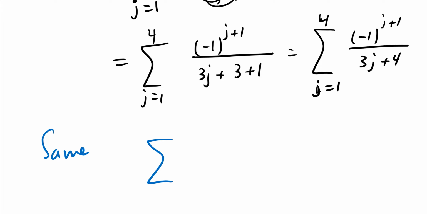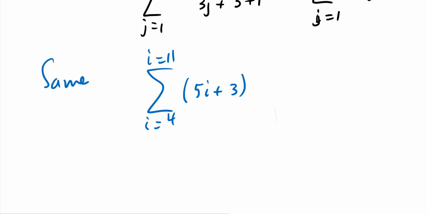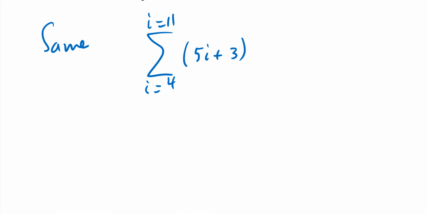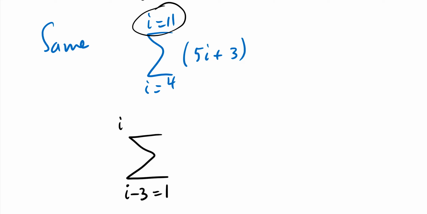For the sum of 5i plus 3, where i starts at, let's say, 4 to 11. So how do we start with this one? Again, I want to make it start at 1. So to make it start at 1, I need to subtract 3 on both sides. And same thing here, subtract 3 on both sides. So i minus 3 is 8. So the main thing is to make this number 1.